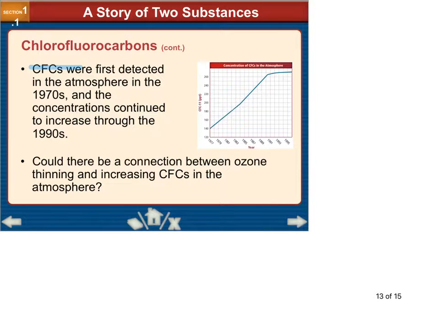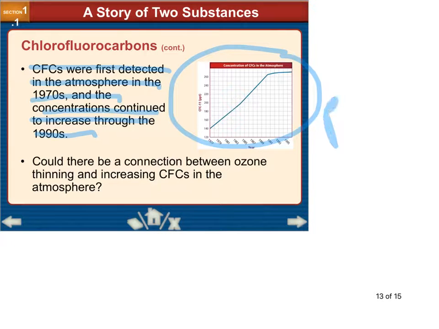And in the 1970s, scientists started detecting CFCs in the atmosphere, and they kept increasing on up to the 1990s. You can see that on this graph here, which is on page 8 in your textbook. So they wondered, could there be a connection between the ozone thinning and the increasing of CFCs in the atmosphere? This is just a very typical question scientists would ask. Is there a connection between these two things?